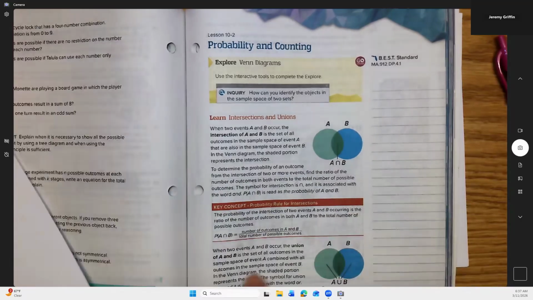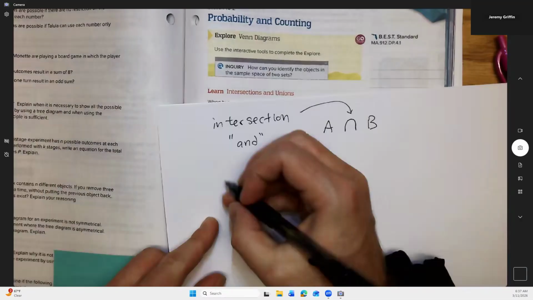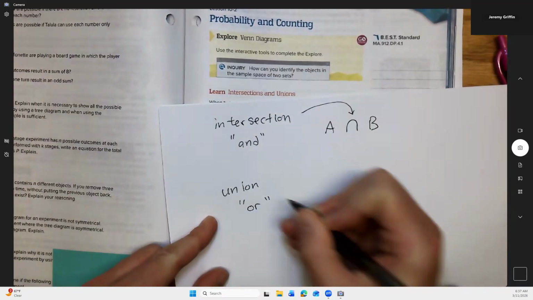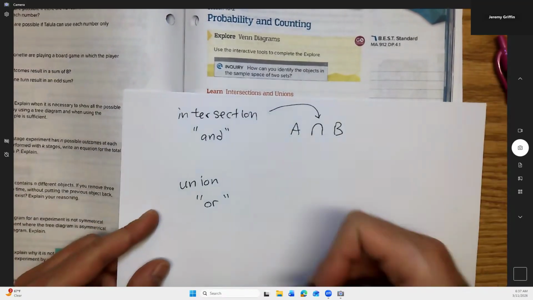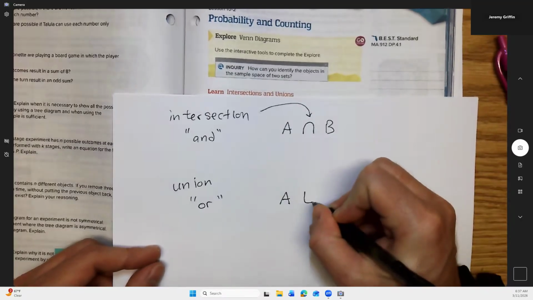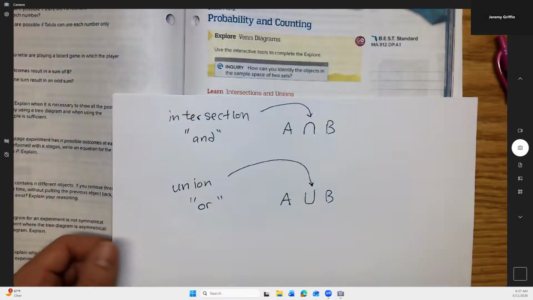The other main idea is called union. Union, you can think of as the word "or." One event could happen or the other event could happen, which actually expands the likelihood, the probabilities. This would be like A union B. So here's your union sign. It looks like a cup, a U.